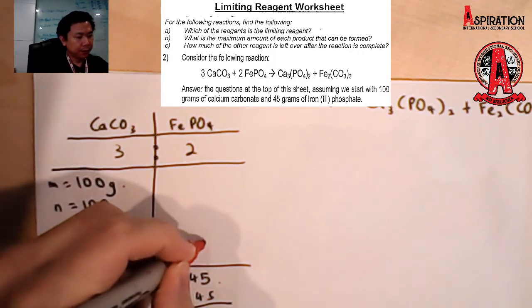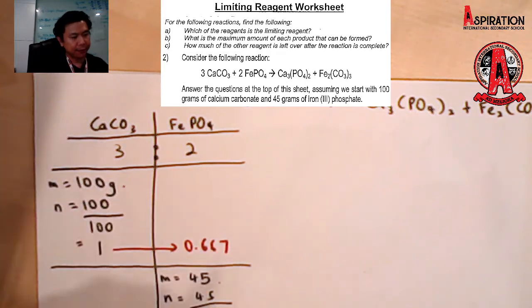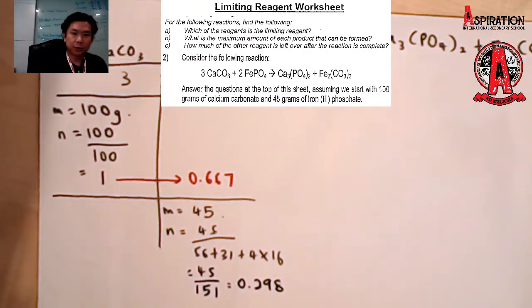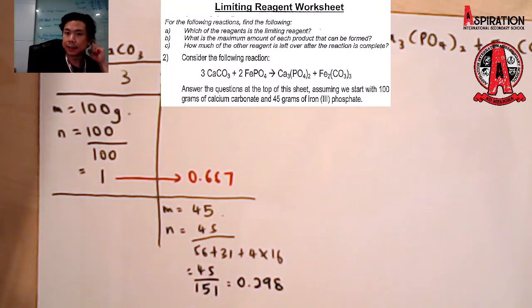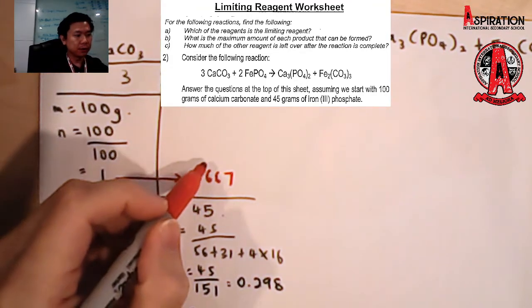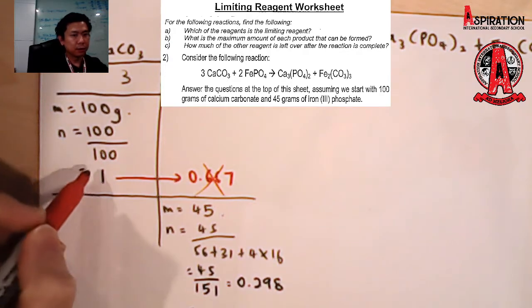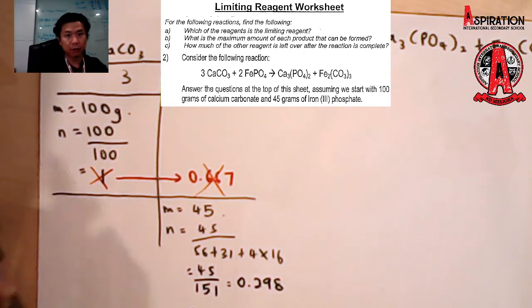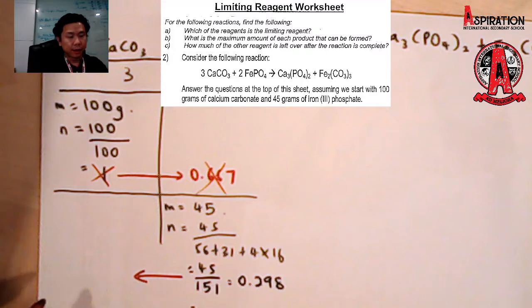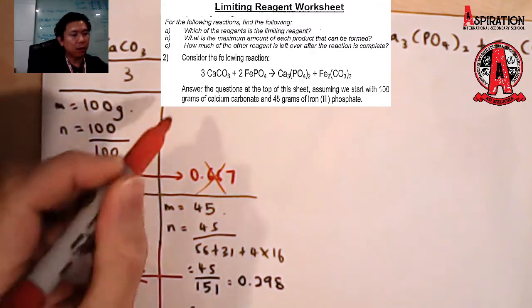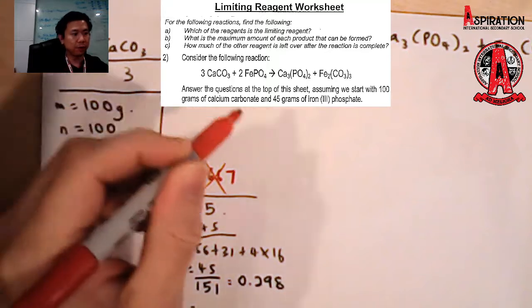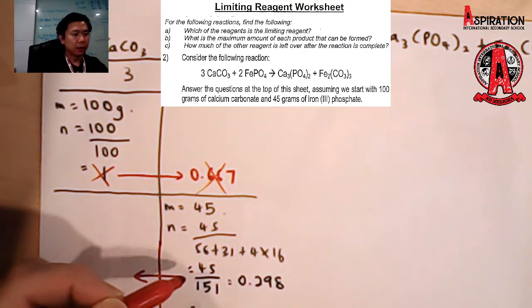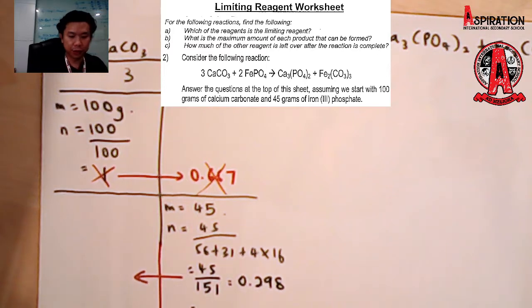You need 0.667 moles. So my next question is, do you have 0.667 moles? You don't, right? You just absolutely don't. So this would be the values that did not react. Automatically you know because you don't have. You only have 0.298 now. My next question is, if you want to react all of the iron phosphate, how many moles of calcium carbonate would you need?